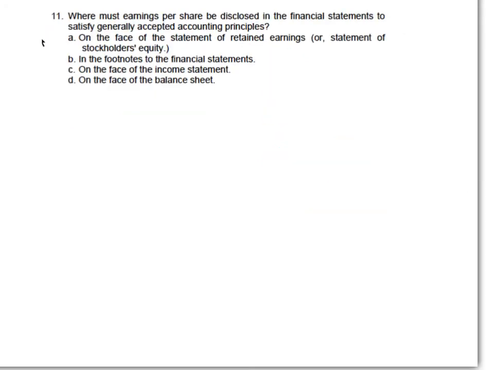Number 11 says, where must earnings per share be disclosed in the financial statements to satisfy generally accepted accounting principles? A says on the face of the statement of retained earnings or statement of stockholders' equity, in the footnotes, on the face of the income statement, on the face of the balance sheet. The answer here is clearly on the face of the income statement.